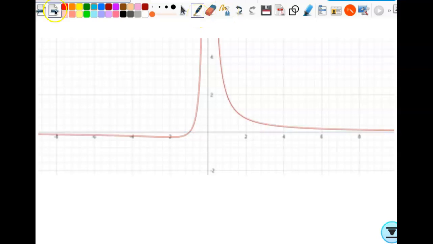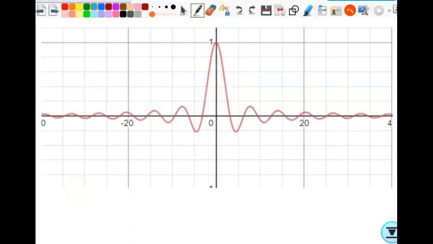Let's look at that. Here's a function that crosses the asymptote an infinite amount of times. Your asymptote is y equals 0. This is an oscillating function. We'll look at some of these next semester as well.